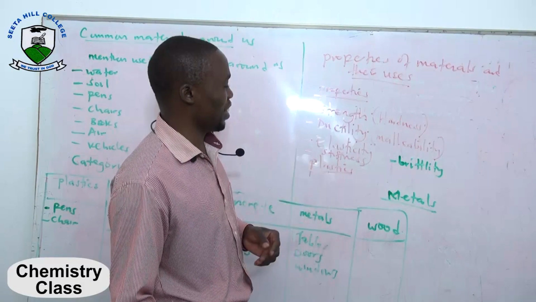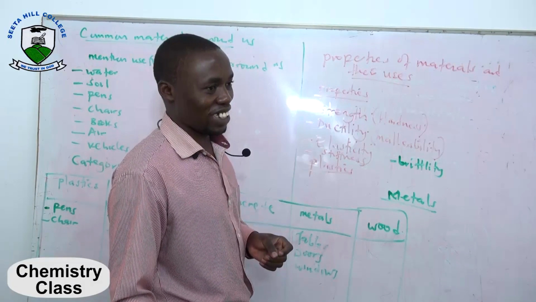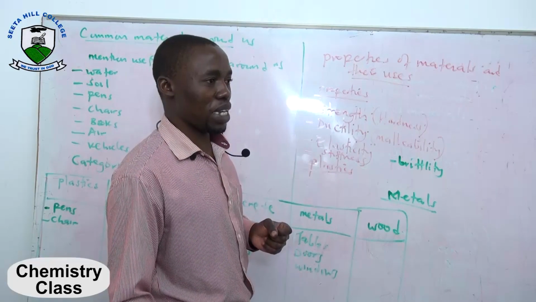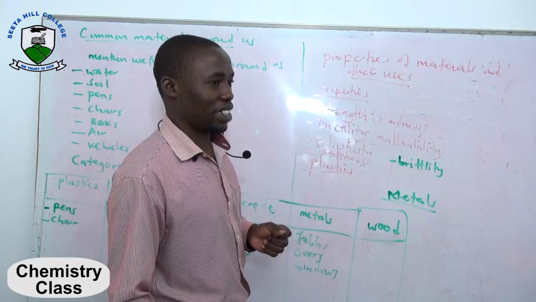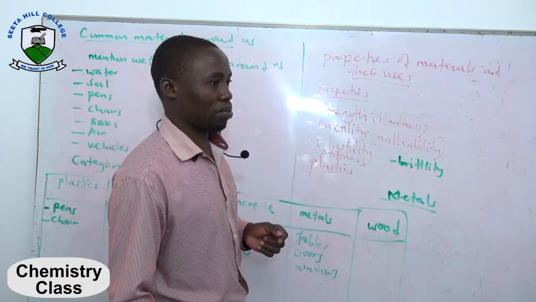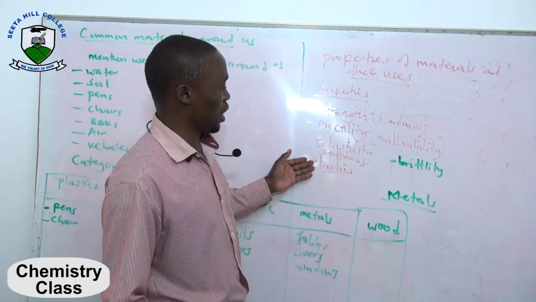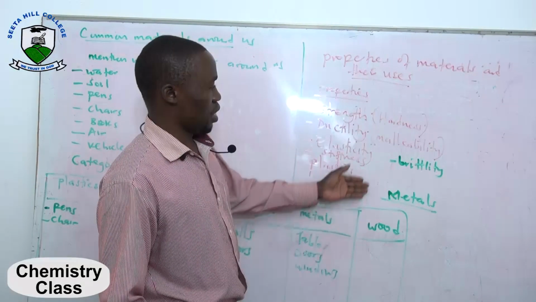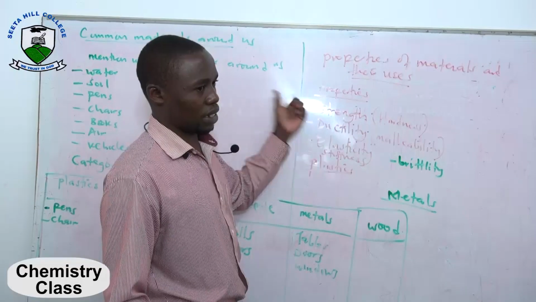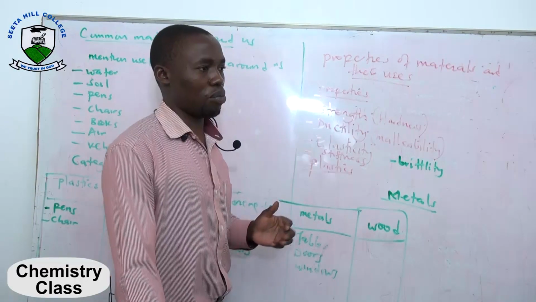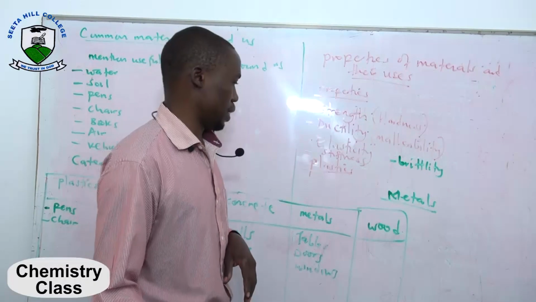Elasticity, is the wood elastic? No, not really. Is it stiff? Can it resist bending? Yes, wood is stiff. Some can be bent, of course, but most are stiff. Brittleness applies to glass and other materials which can break down without bending.